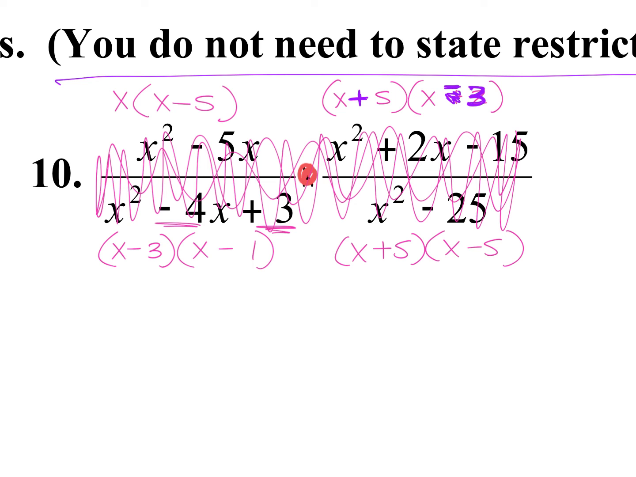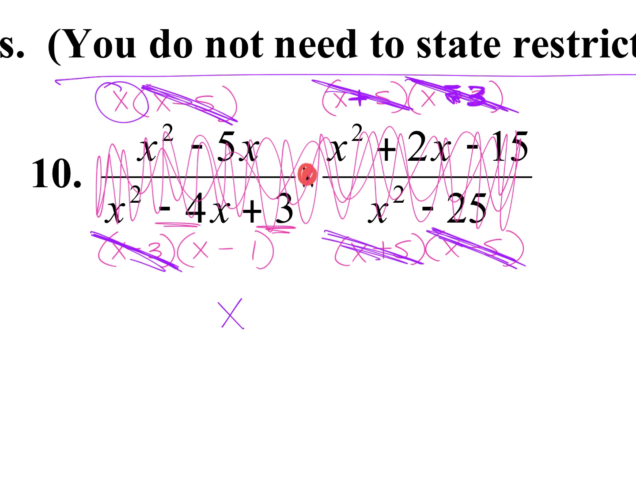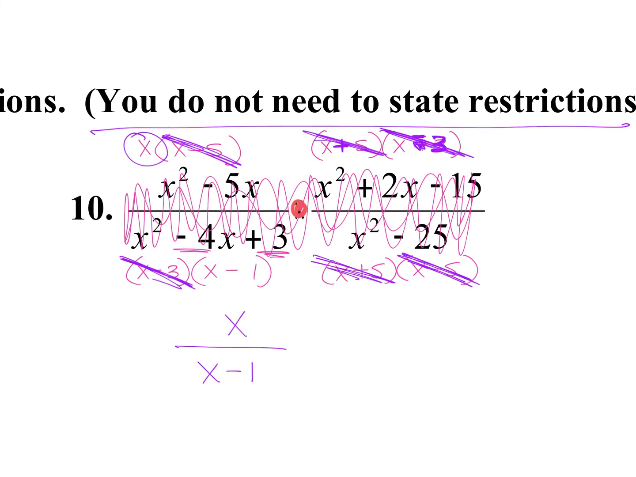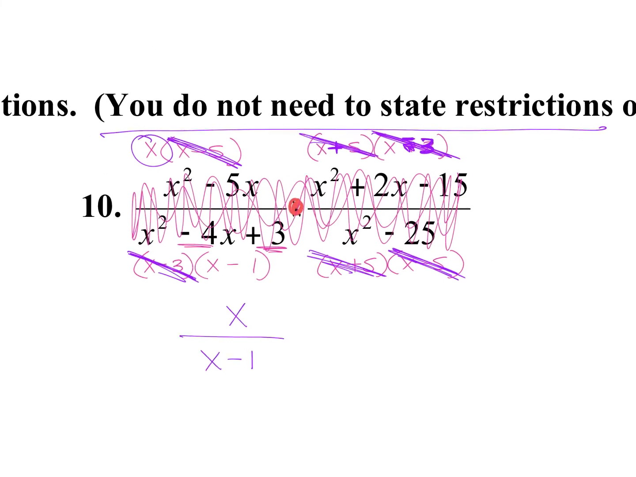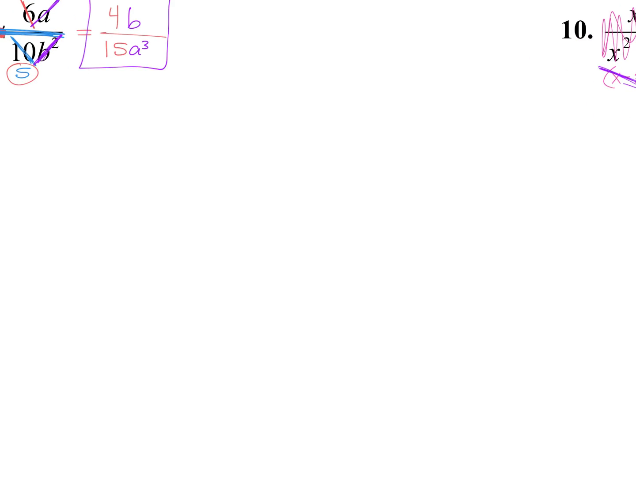Okay. So from here, x minus 5 over x minus 5, x plus 5 over x plus 5, x minus 3 over x minus 3. So up top, all we have is an x. On bottom, an x minus 1. Okay. All right, last one, and then we'll do the quiz.